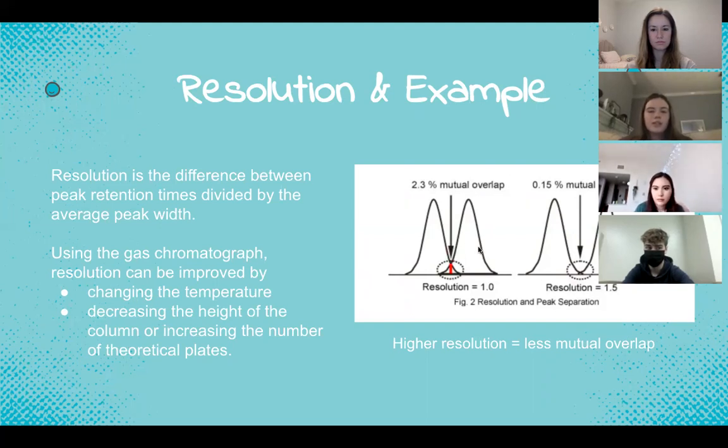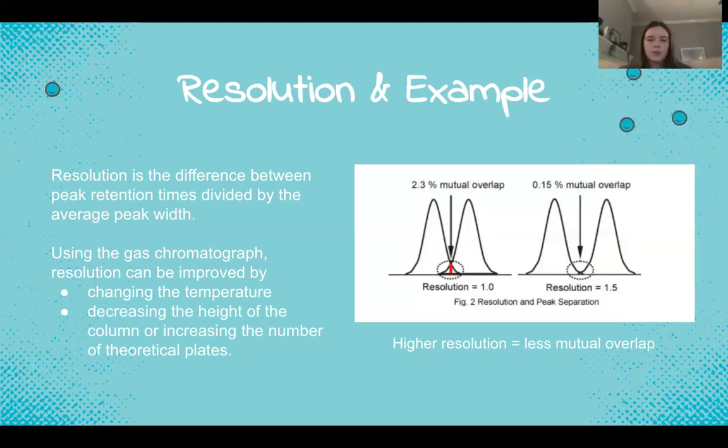Using the GC, resolution can be improved by changing the temperature, decreasing the height of the column, or increasing the number of theoretical plates. If you look at the picture to the right, I included, there is a 2.3% mutual overlap and the resolution is 1. And then the one next to it has 0.15% mutual overlap and the resolution is 1.5. So you could say that the higher the resolution equals less mutual overlap.